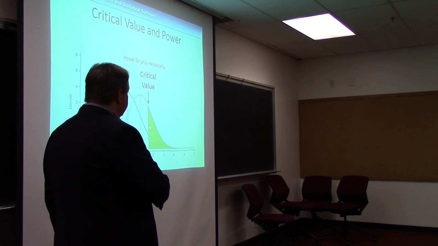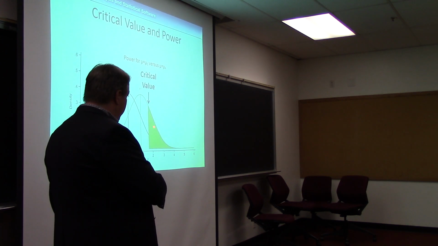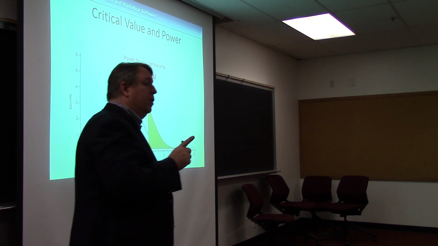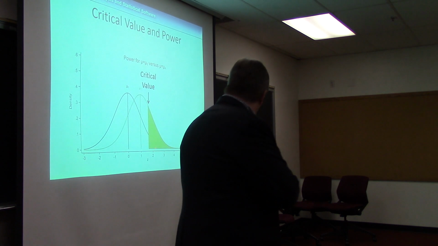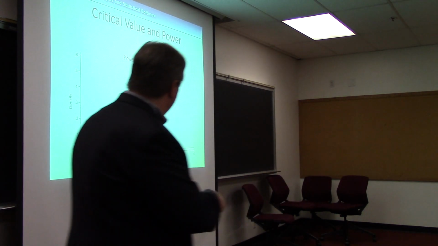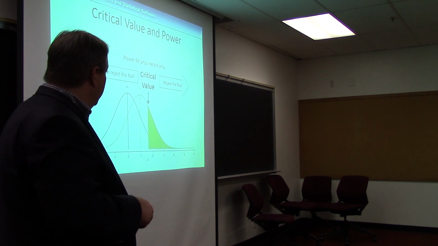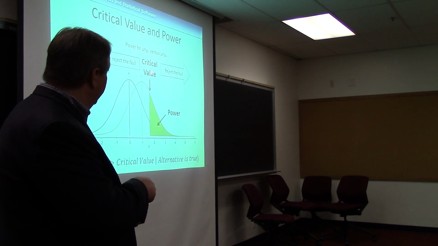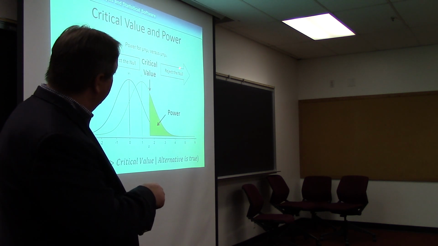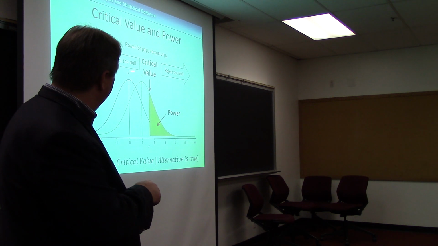Now I can ask the question, what's the probability of the area under that curve, assuming that the alternative hypothesis is true? That's what that green shaded area is here. That green shaded area is what we're going to call statistical power. Again, if the test statistic falls to the right, we're going to reject the null. If it falls to the left, we don't reject.